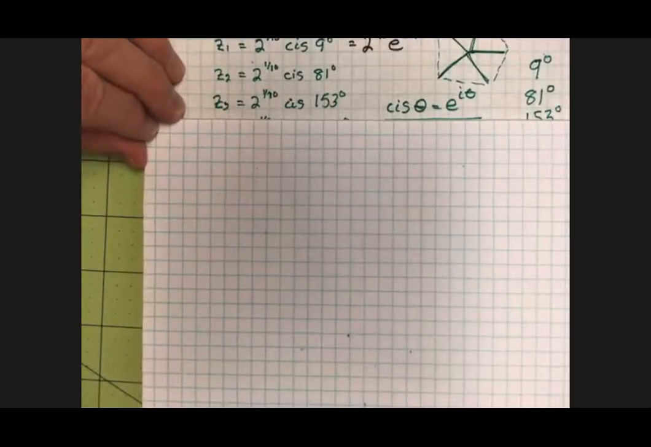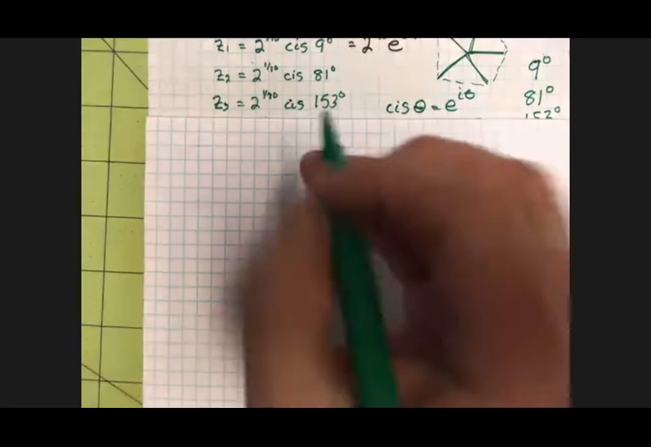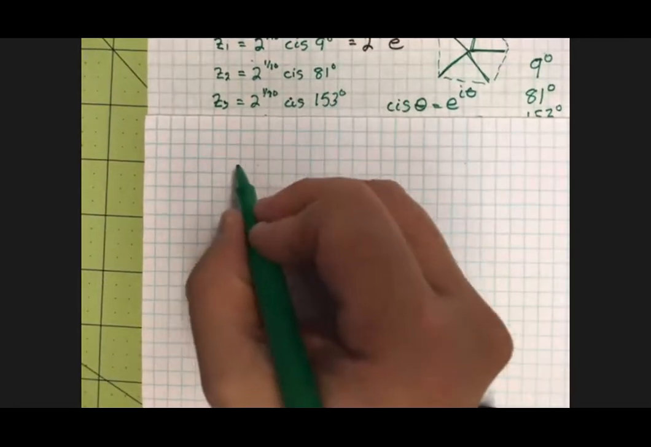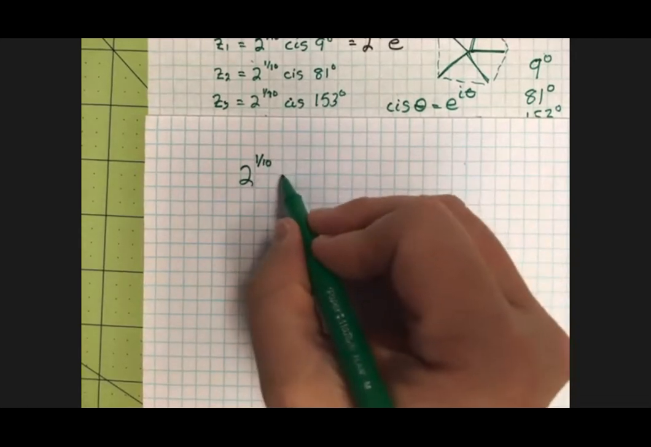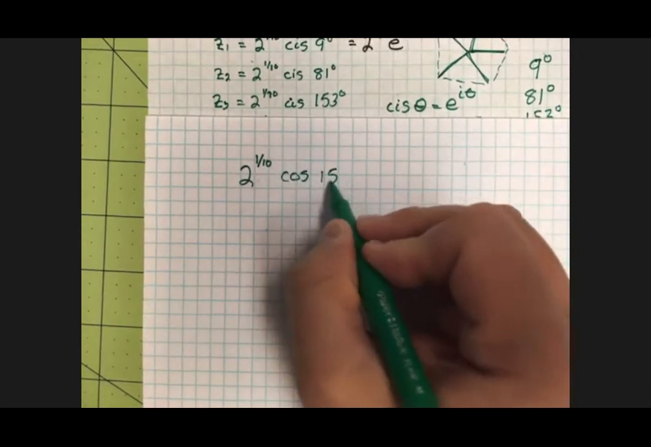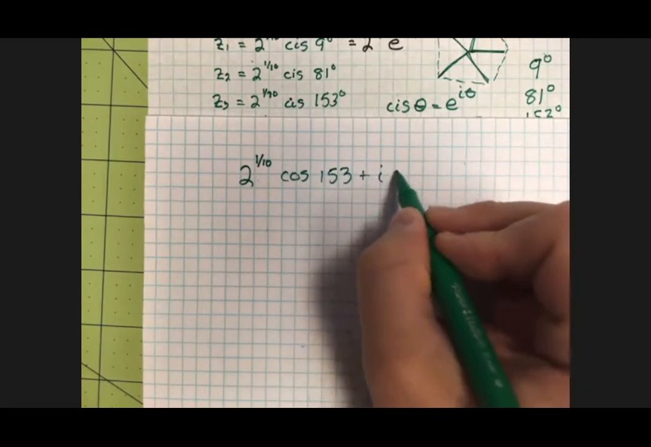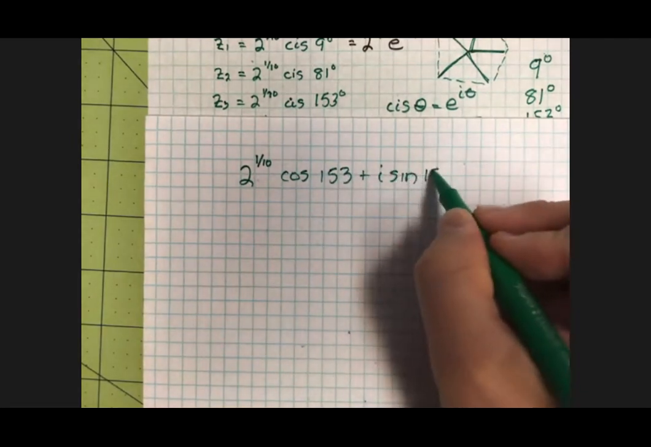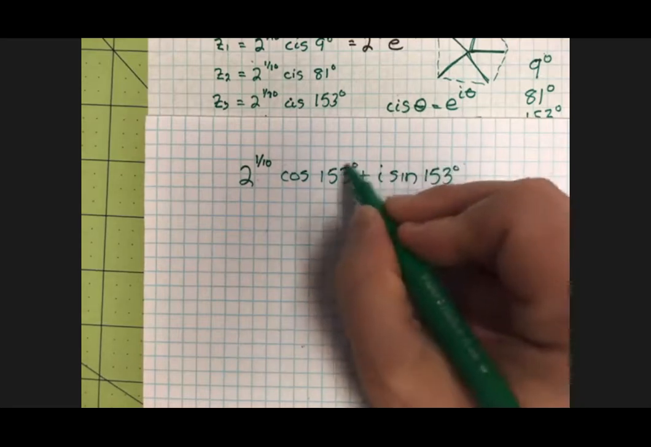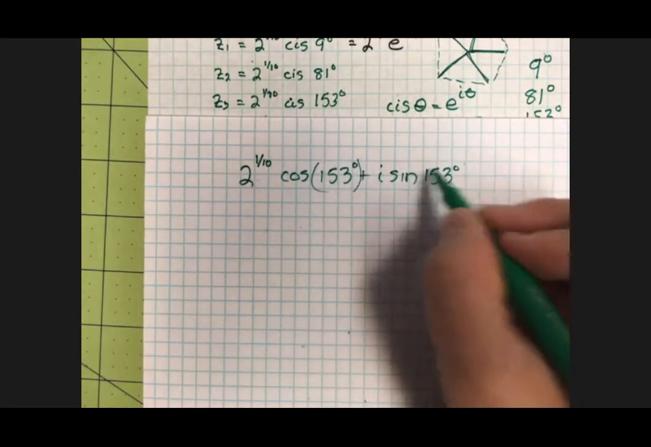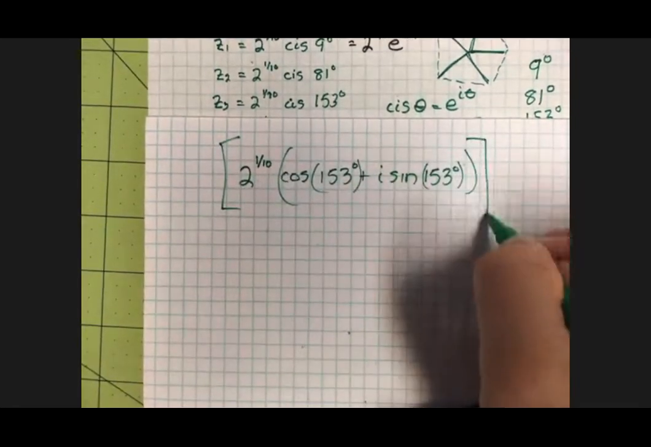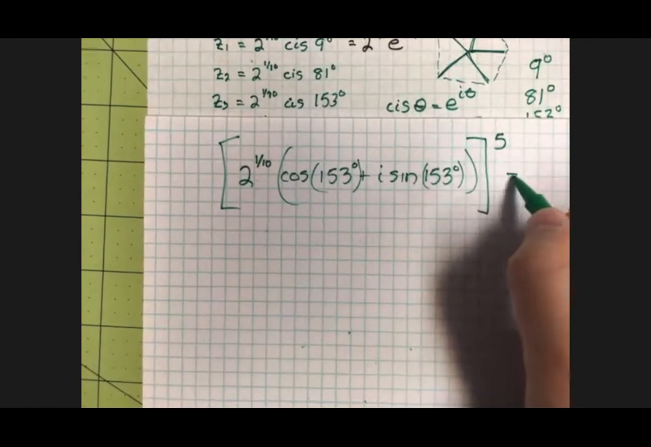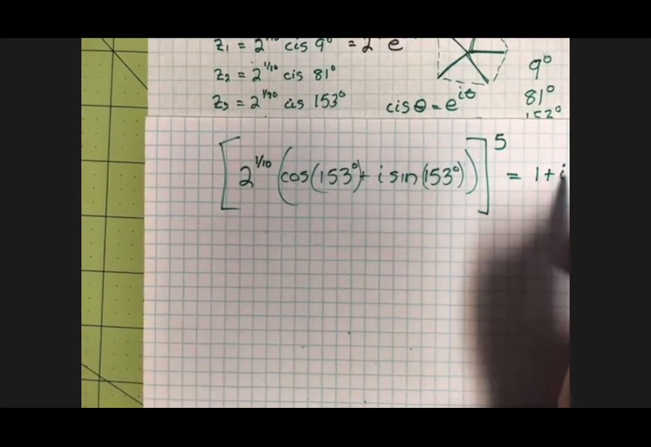So let's try entering one of these on the calculator just as is in cosine theta plus i sine theta mode. So what's 2 to the 1/10 times the cosine of 153 plus i times the sine of 153? And raise that to the 5th power. I want to show you that that's exactly 1 plus i.